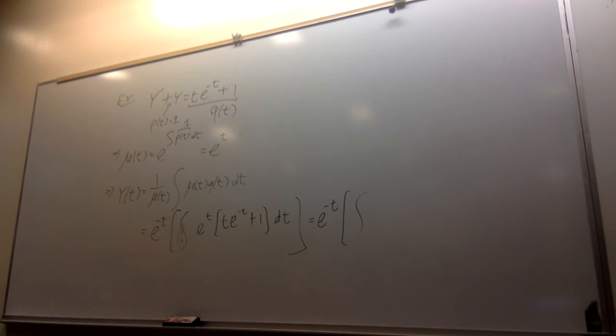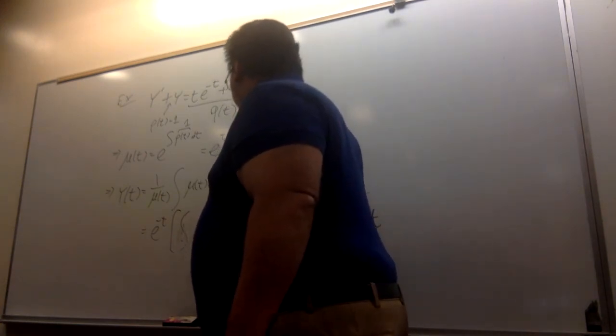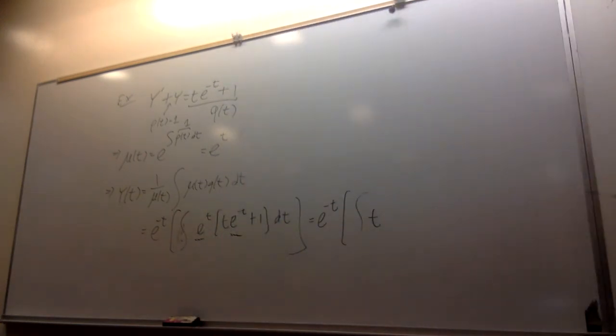What's that first term simplified to? T. Yeah, just t, because you have e to the t and e to the minus t. Those will cancel because you have exponents being negatives of one another. They cancel, you get e to the 0, which is 1.